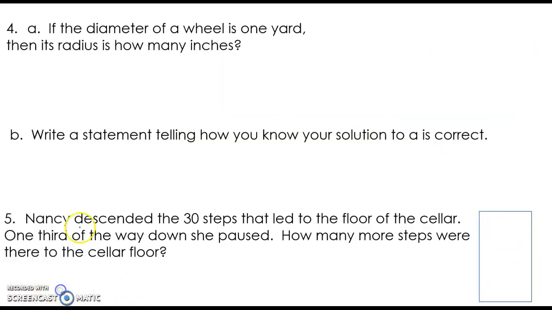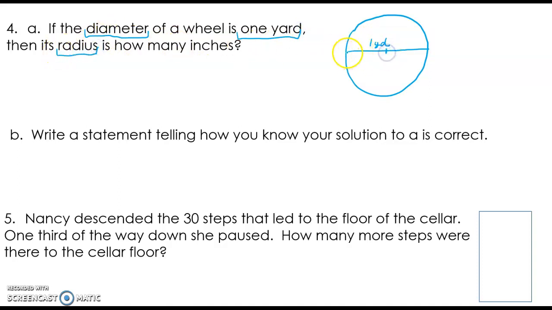Let's go ahead and change colors here. If the diameter, so let's stop there because I want to draw what a diameter looks like. I don't want to picture it in my mind because I might get it wrong. The diameter of a wheel is 1 yard. So this is 1 yard. Then the radius, so radius we know is half, right? So this is a radius and this is a radius, is how many inches?